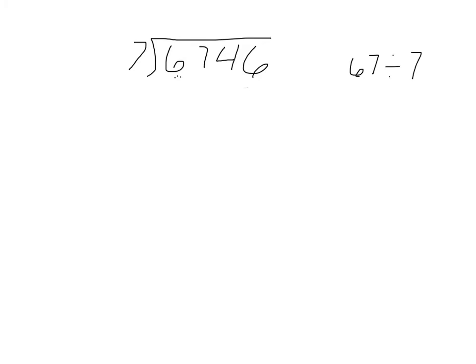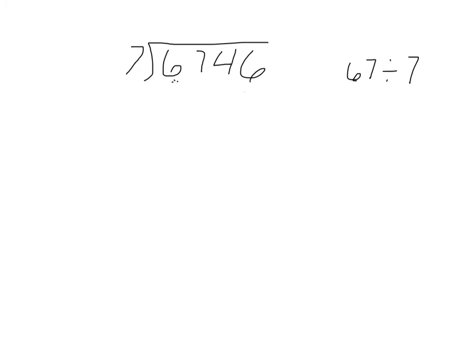And I would say that 67 divided by 7 is 9. Let me write that. Is 9. I write that quotient. We call the answer to a division problem a quotient. I write that over the last number that I used in the dividend. So 67 divided by 7 is 9.